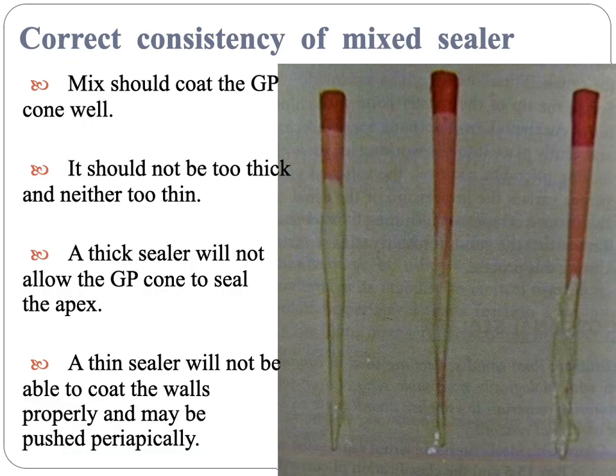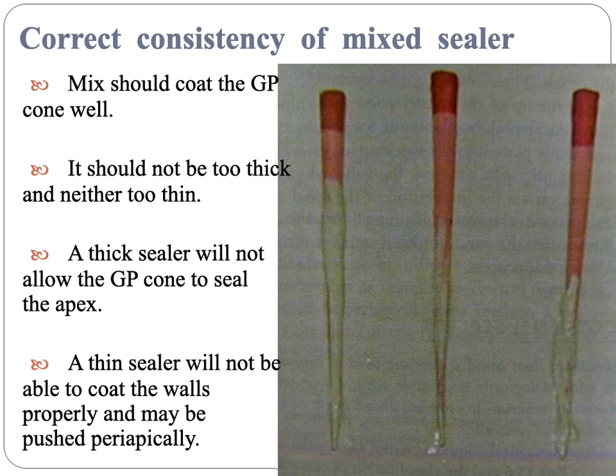And the correct consistency is identified by a good coat on the GP cone. The thicker the sealer, the more heterogeneous the appearance, and it will be granular in nature. And a thin coat will not be tacky and will be too flowy, so that the cement will drip off from the gutta cone.